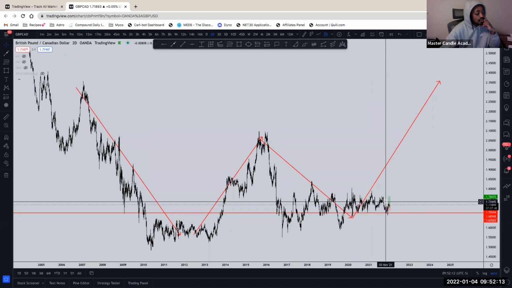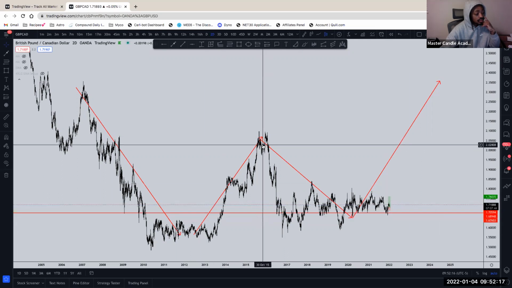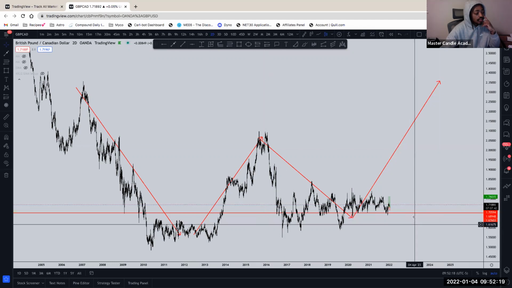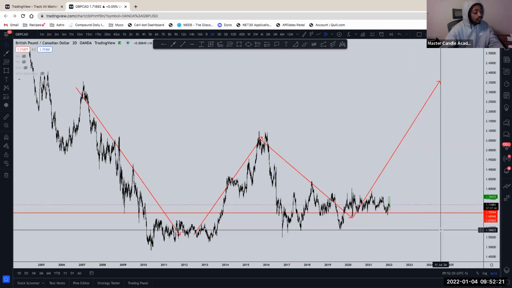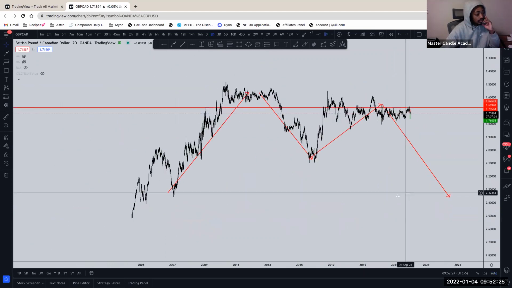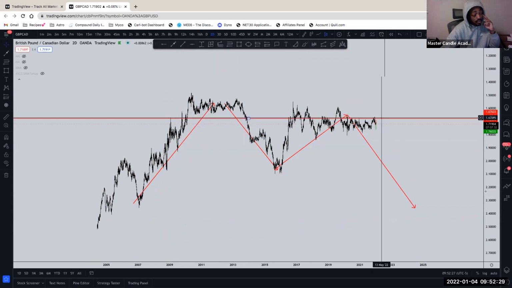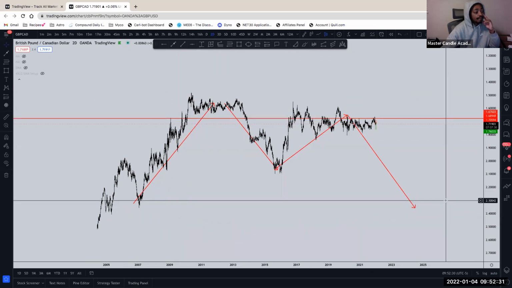Would you also consider this head and shoulders as a Batman? This one? Not necessarily. The only pattern, so this is the pattern. This is what I'm looking at. I'm not looking at any of this small stuff because this is the large pattern that's playing out.